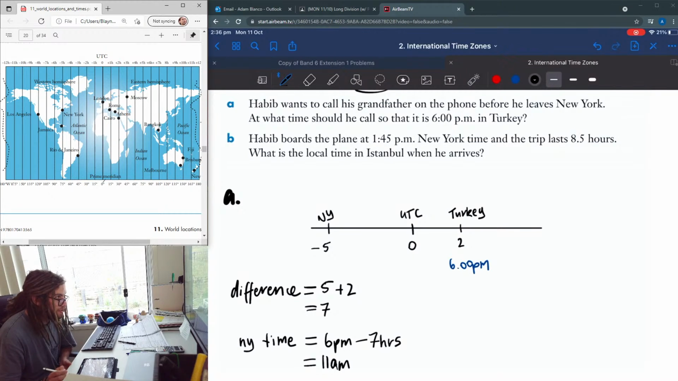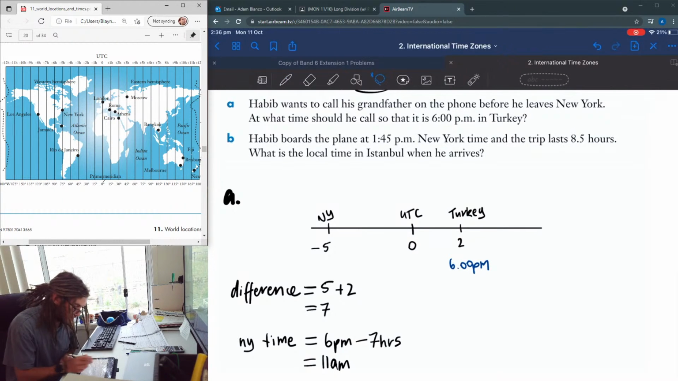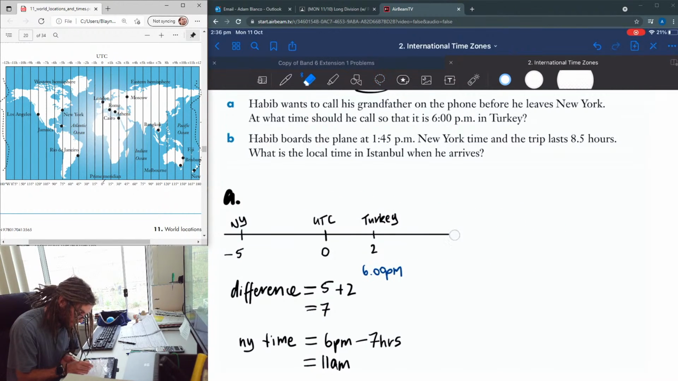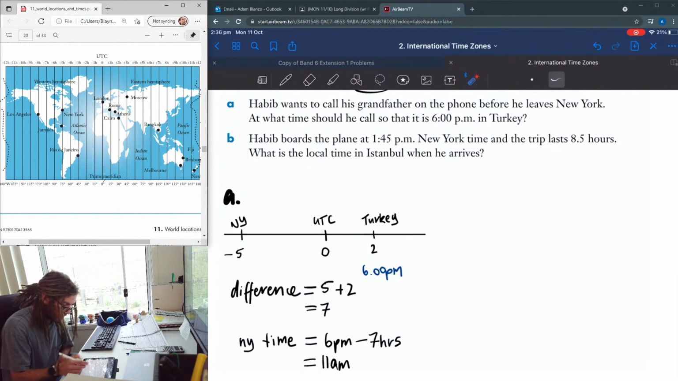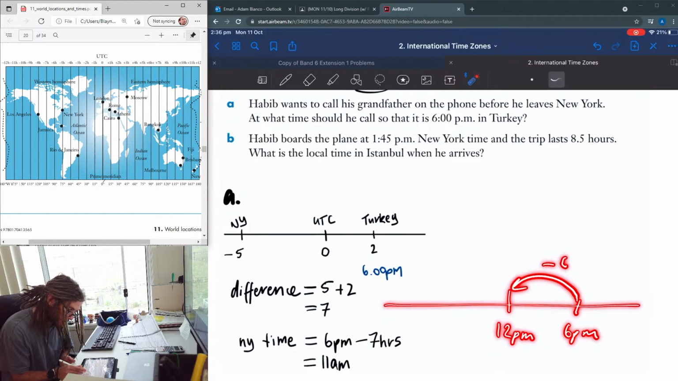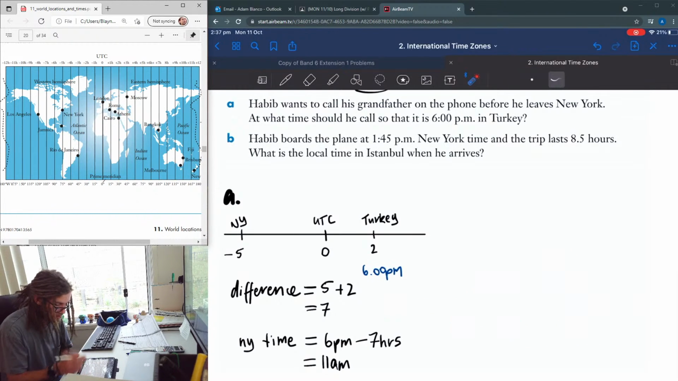However you work that out, do it like that, but it can be confusing, particularly that step. If you wanted to, you could draw another line and say, okay, this is 12 p.m. and this is 6 p.m., and I want to go minus 7, so that's minus 6, and then I minus another one, so that's going to be 11 a.m. That's sometimes how I might work it out.